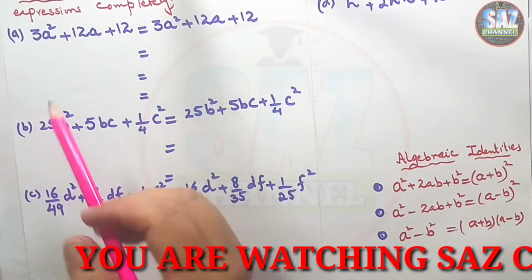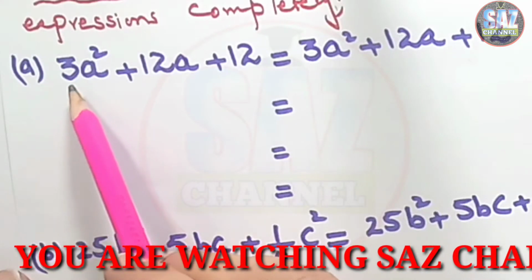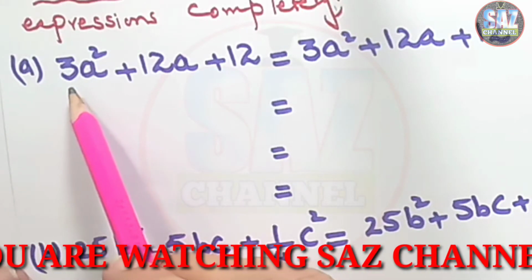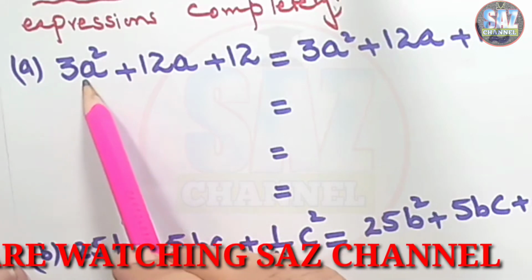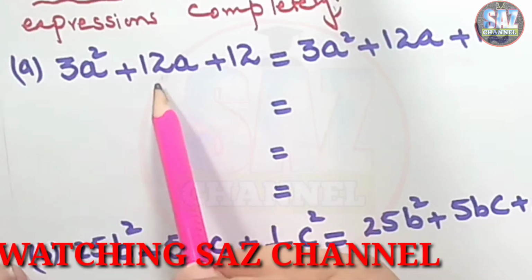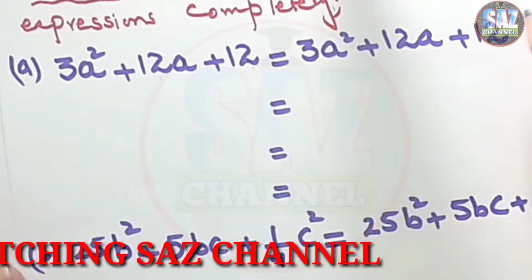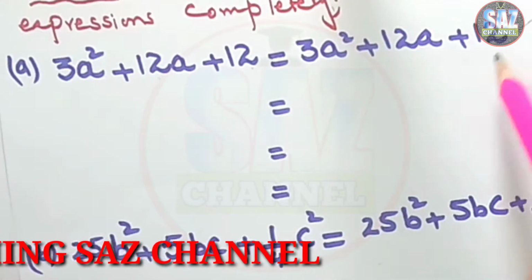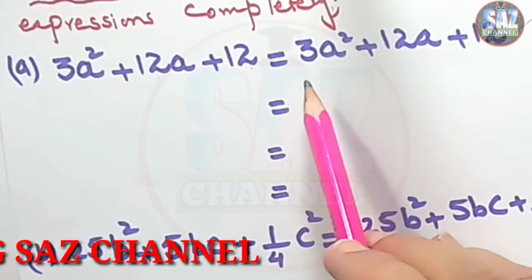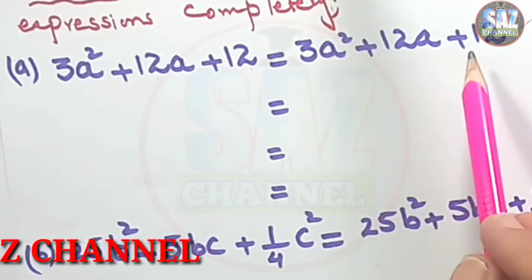Let's move to a part of the question. Let's read the question. It's really important to read the question carefully. The question is 3a square plus 12a plus 12. Rewrite the question and think about it. If we can simplify this question, we can simplify it.